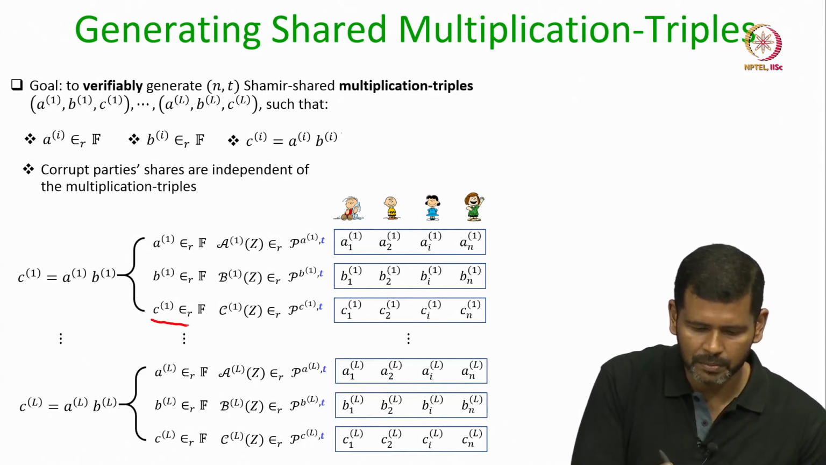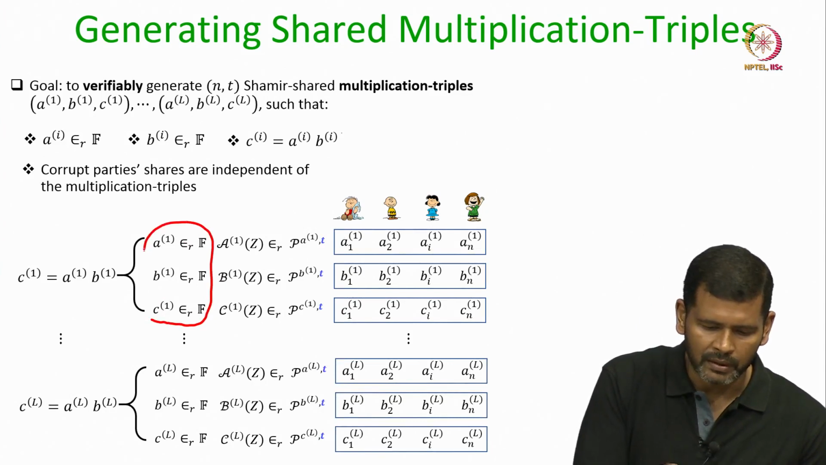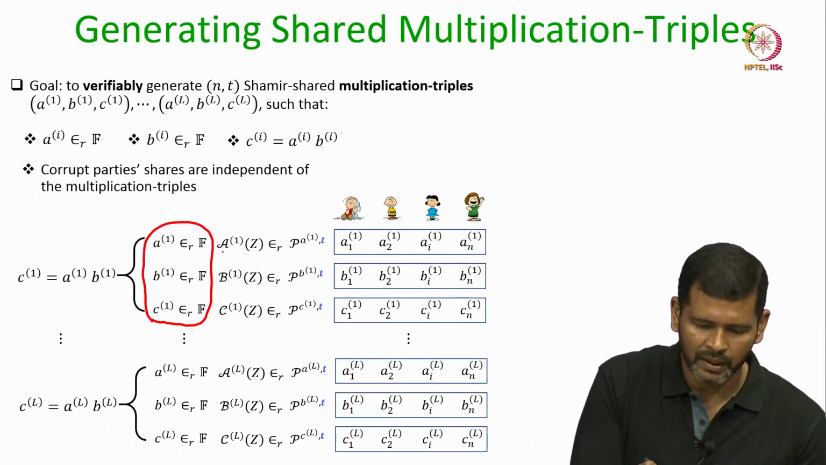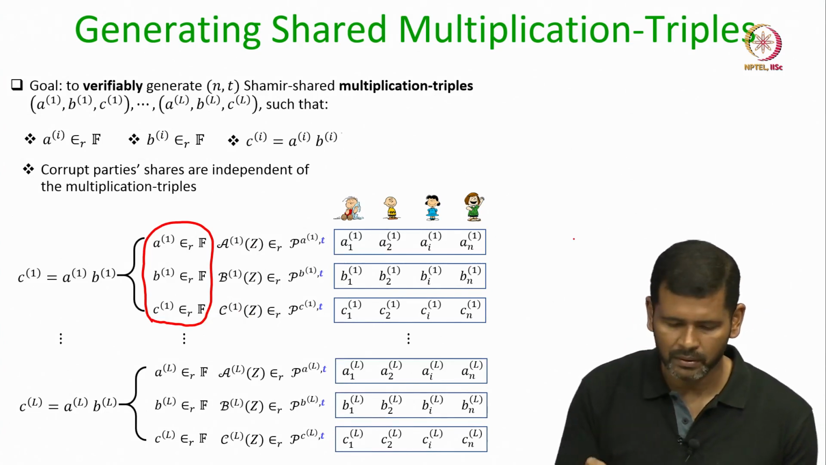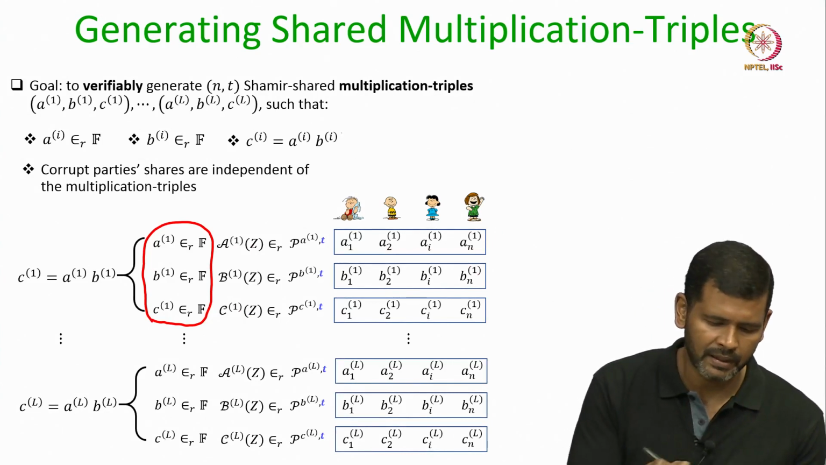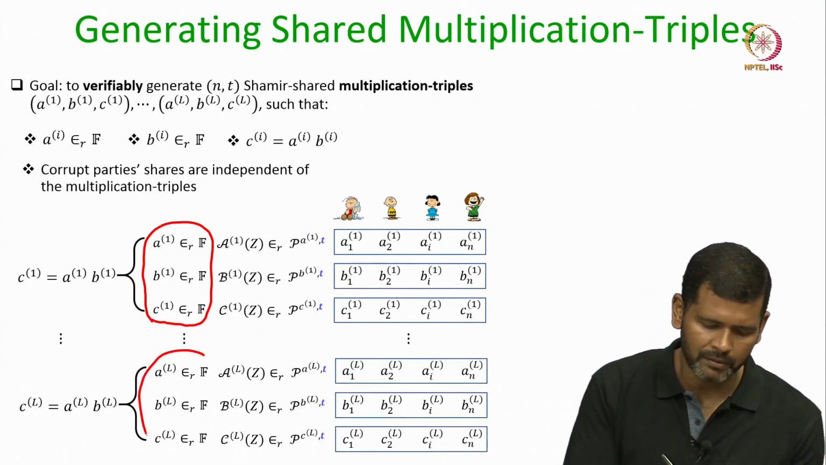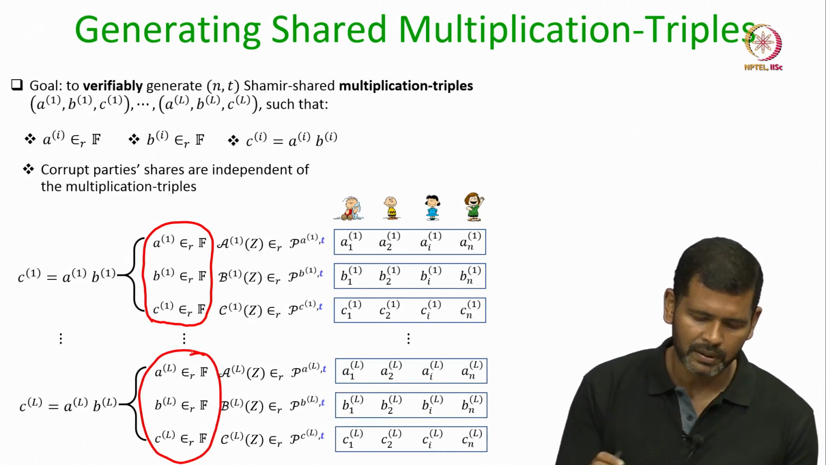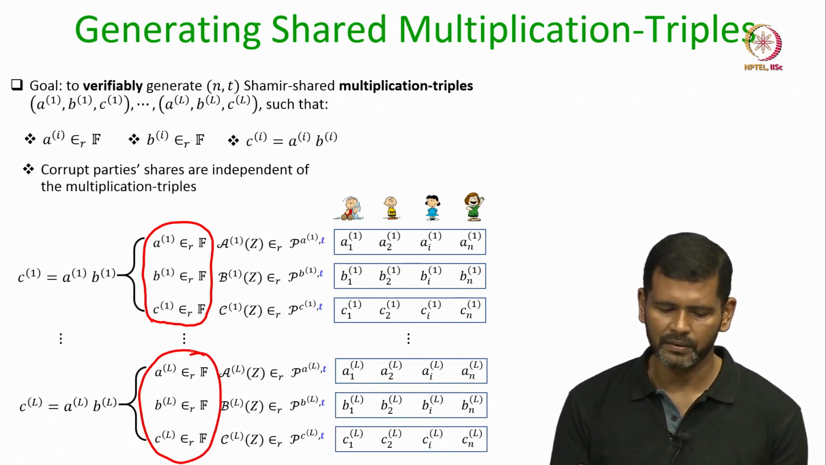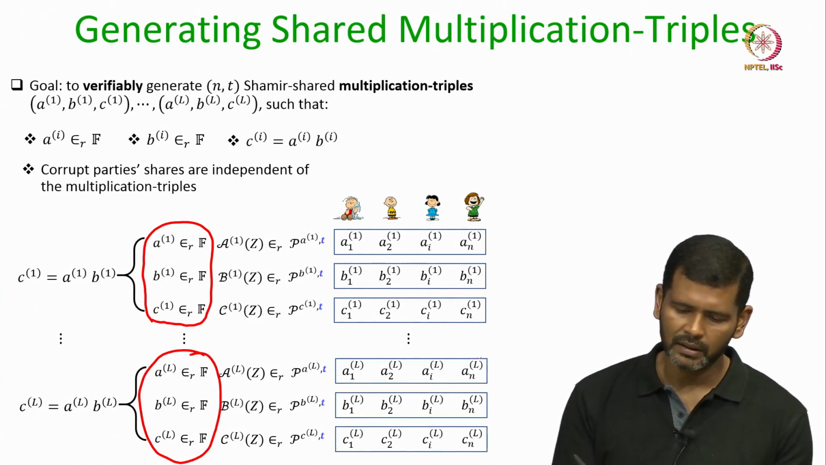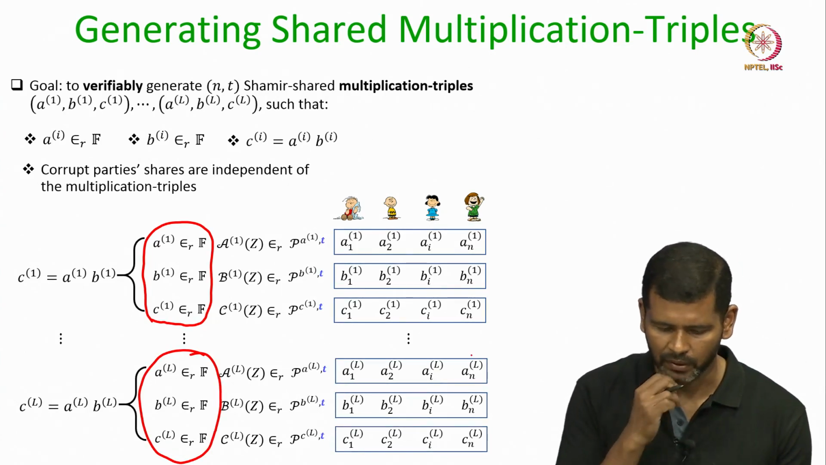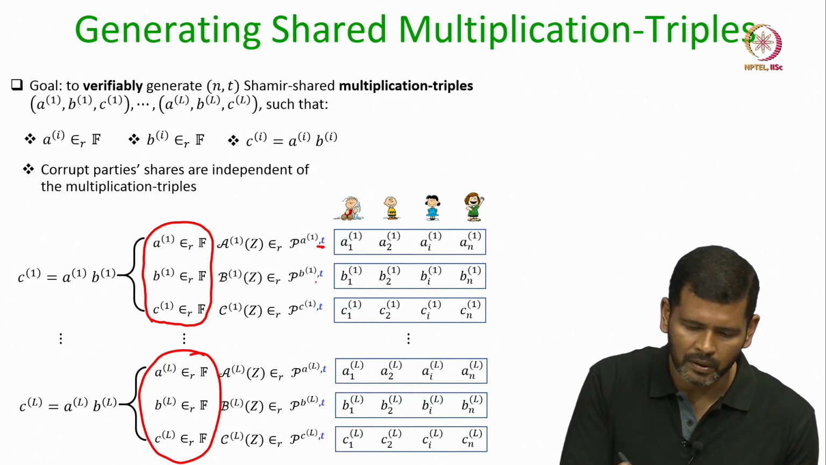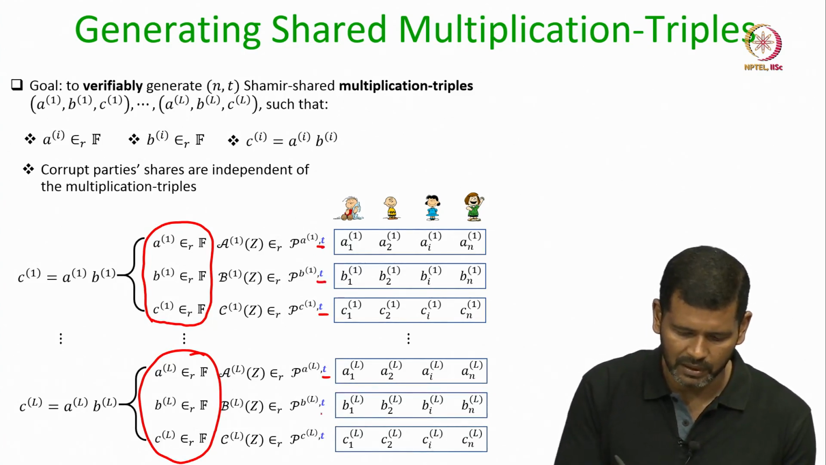Corresponding to the first triplet, we require T degree polynomials A1, B1, C1 with each party Pi holding the ith point on these polynomials, and like that for the Lth triplet we want a triplet of polynomials AL, BL and CL, and each party having the ith point on these polynomials, and all these polynomials should be T degree polynomials.